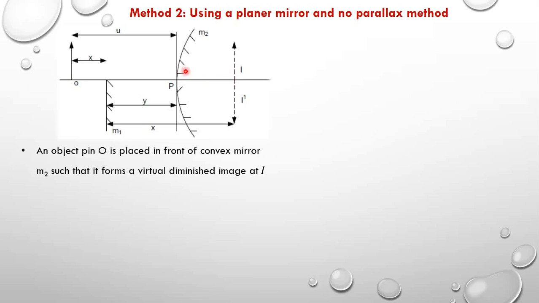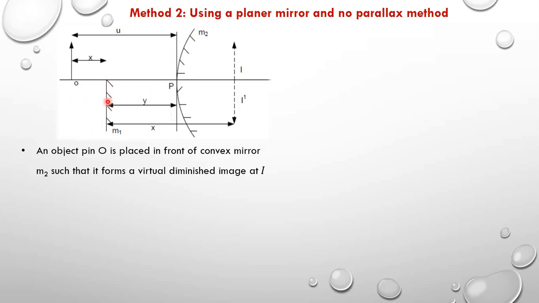Remember, this image is a virtual image, so you cannot actually measure the distance from the image to the mirror. So what we are going to do is get a plane mirror and place it halfway the aperture. Halfway the aperture is the total diameter of that mirror. So we shall place this plane mirror halfway the aperture of the convex mirror.